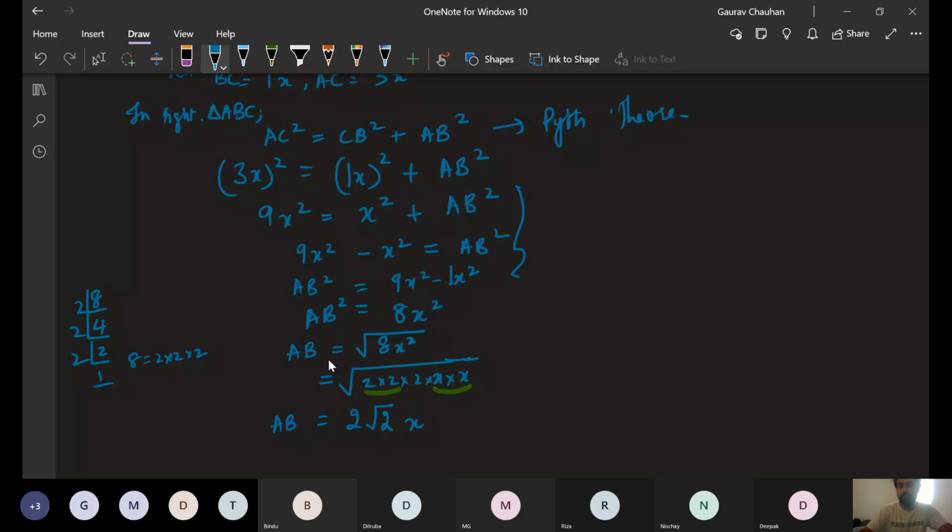We just solved this equation. We took all the x on one side and kept the unknown thing on the other side. This time x is one of the known things; the unknown thing is AB. So we kept AB on one side and kept going. Then once we came here, we took the root, which is basically taking the square root.